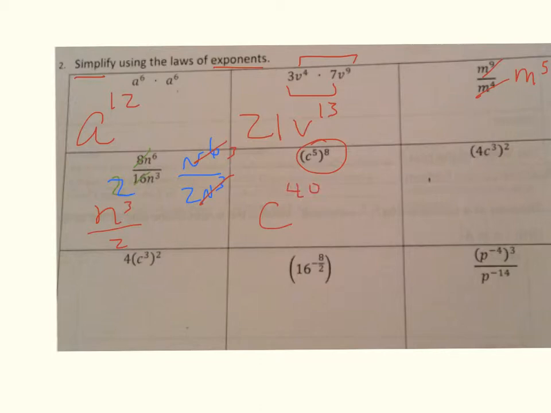Now on this one, this is like saying two groups of 4 c to the 3rd times 4 c to the 3rd. Well, if you do 4 times 4, that's 16. And c to the 3rd times c to the 3rd, well, you would just add the exponents, so you would have c to the 6th power. Now, there's another way of thinking about that, and you could just do it this way.